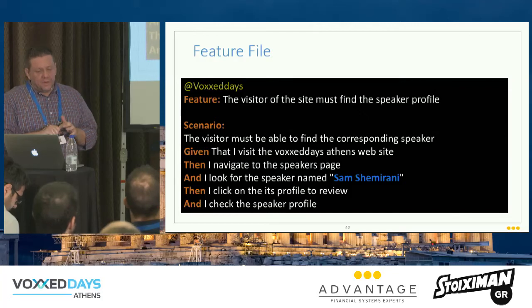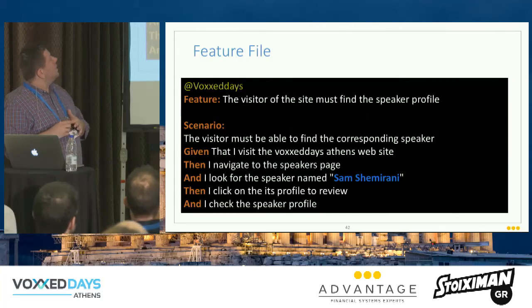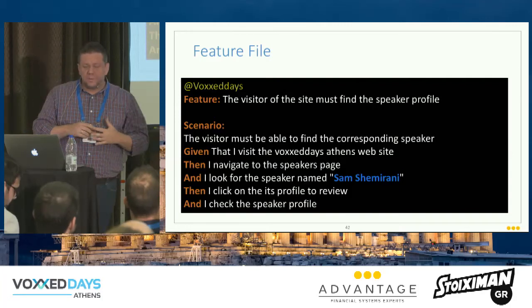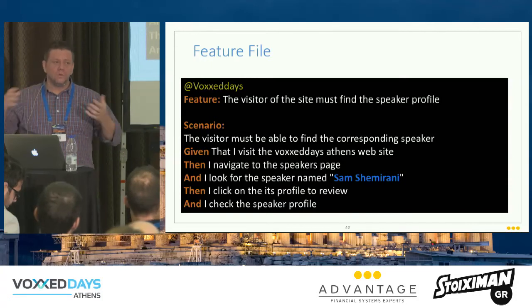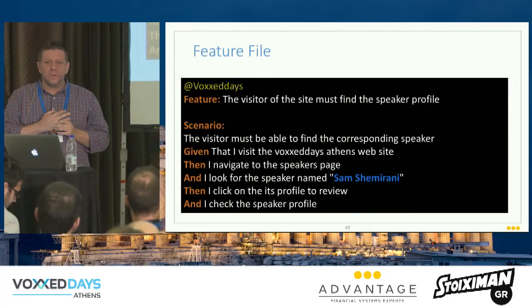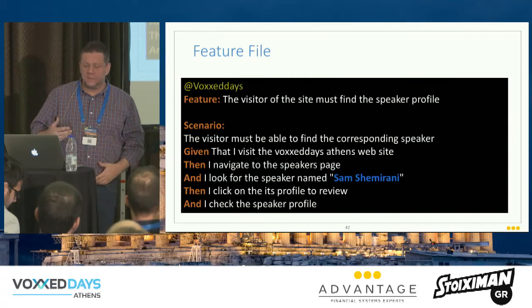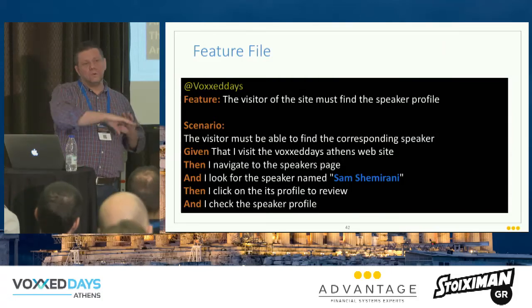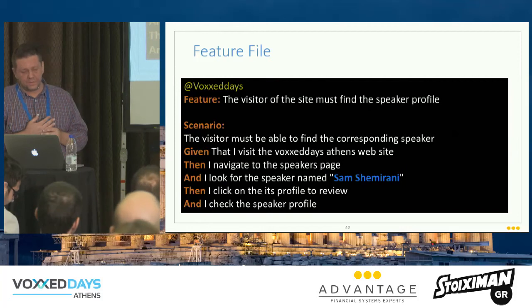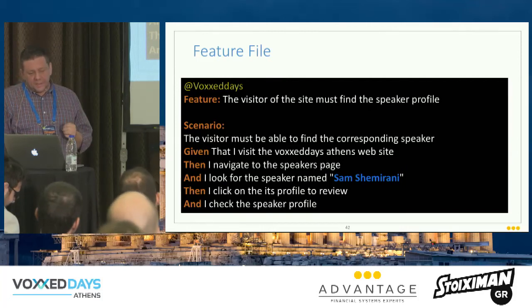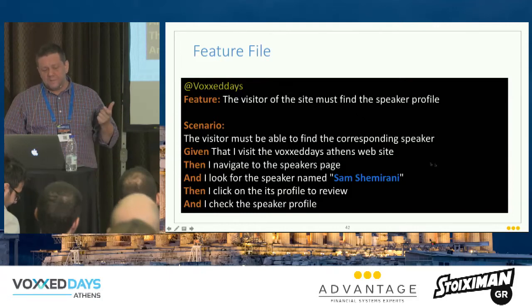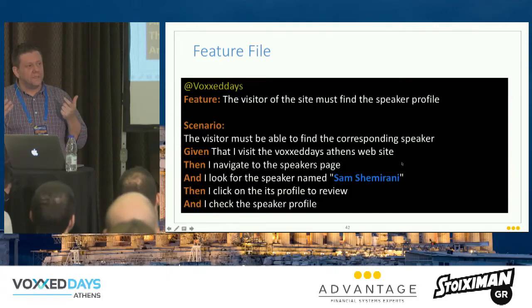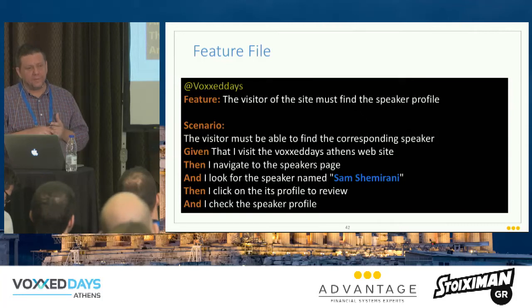So an example feature file. There is an annotation at the top. This is about tagging. Tagging in Cucumber allows you to group features together, and you can ask Cucumber to orchestrate tests of a specific tag or the whole bunch of your repository. So for example, this feature is about a visitor in the Voxxed website. The visitor needs to read some speaker's profile.